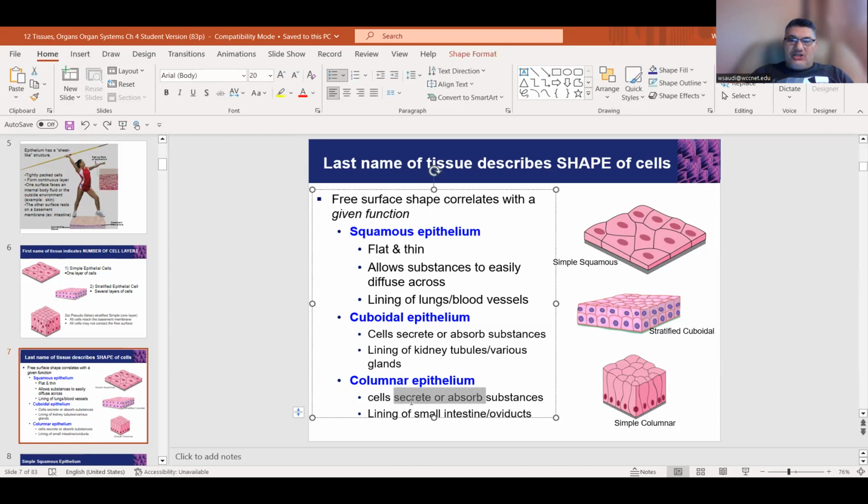Also secretion and absorption, but a different type of secretion and absorption. In this case, it will be secreting enzymes. So that will be in the small intestine. These columnar cells, they will secrete enzymes. And also oviducts. What's the oviduct? The oviducts are these ducts that the ovum go through in females. So it's going to secrete and absorb different things to help the small intestine and the oviduct.